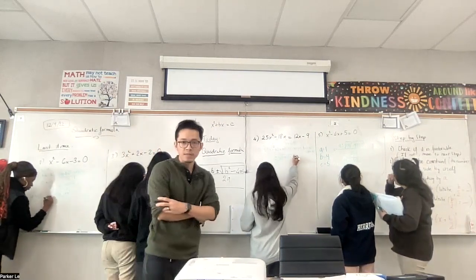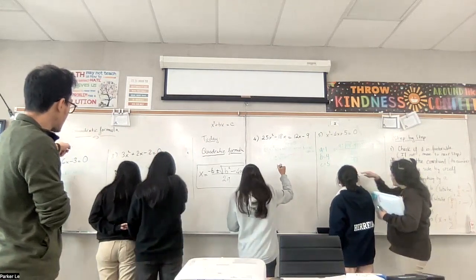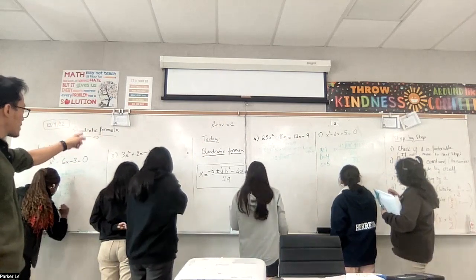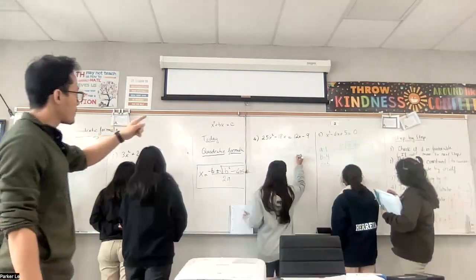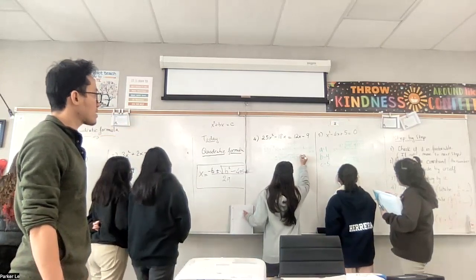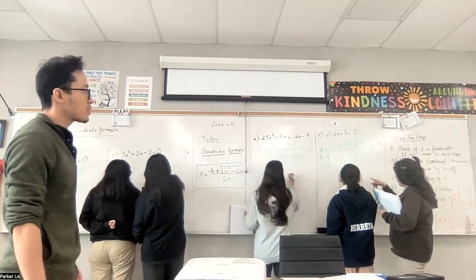So people who are watching the video, you try yourself. Number 1: x squared minus 6x minus 3 equals 0. Next one: 3x squared plus 2x minus 2 equals 0. Number 4: 25x squared minus 18x equals 12x minus 9. Number 5: x squared minus 4x plus 5 equals 0.